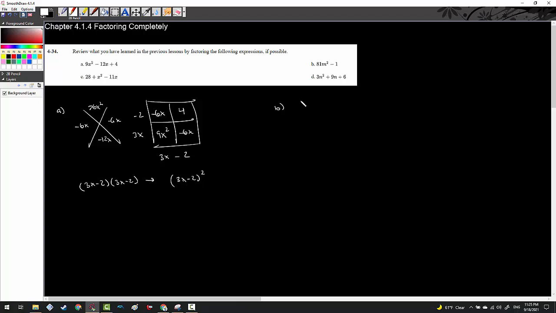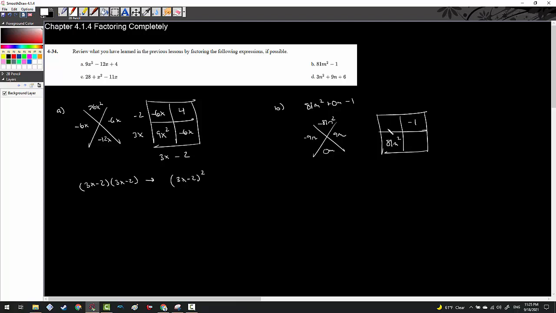In B, we have 81m squared minus 1. If I wanted to, I could call it 81m squared plus 0m minus 1. In my diamond, it would be negative 81m squared up top with 0m on the bottom, so it looks like negative 9, not x, but m, and 9m. Then in my area model, we're going to get 81m squared with a negative 1 here.